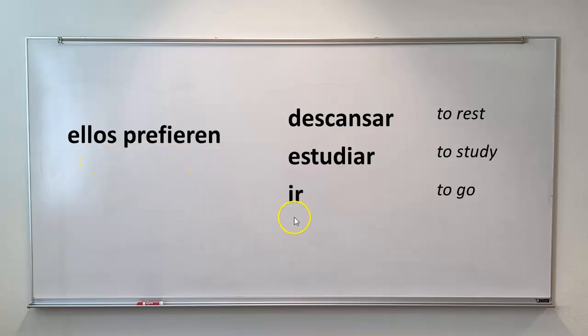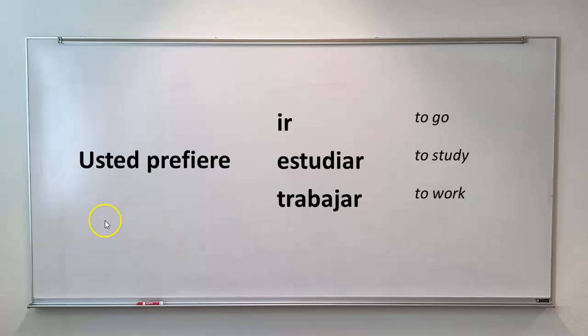How about you prefer? Usted prefiere. This is the formal you. You prefer to go. Usted prefiere ir. You prefer to study. Usted prefiere estudiar. You prefer to work. Usted prefiere trabajar.